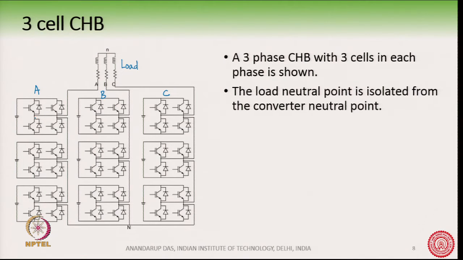Note that all these cells have isolated DC sources. So, all of them are fed from isolated DC sources. We will see how these isolated DC sources are made. You can have more than 3 cells, you can have 4 cells, 5 cells, 6 cells like that, and you can then have a generalized n cell cascaded H bridge.